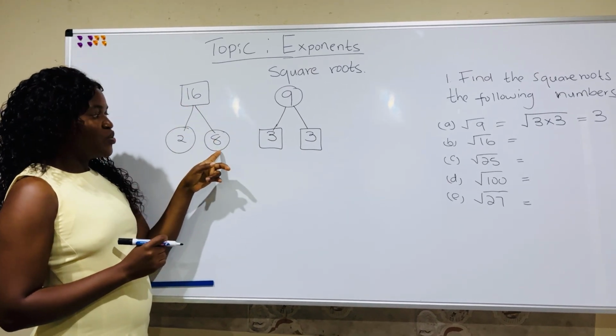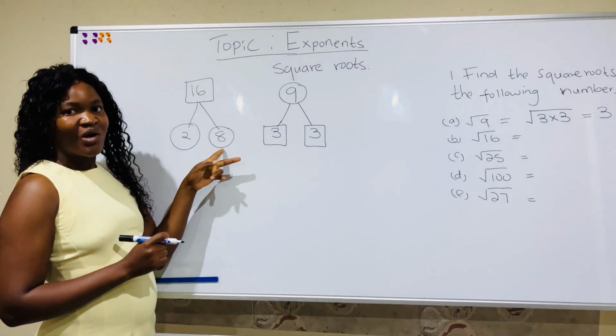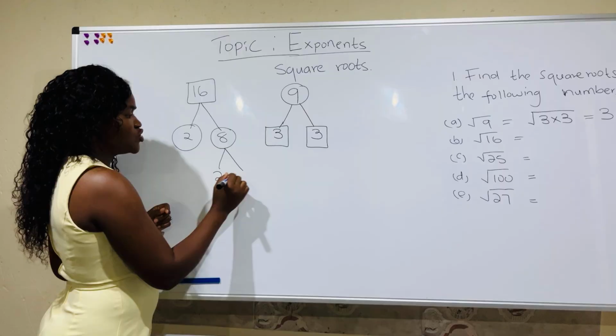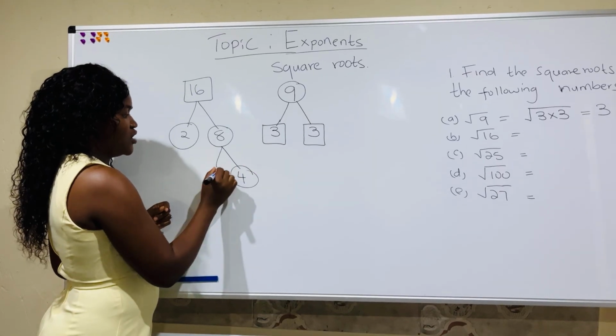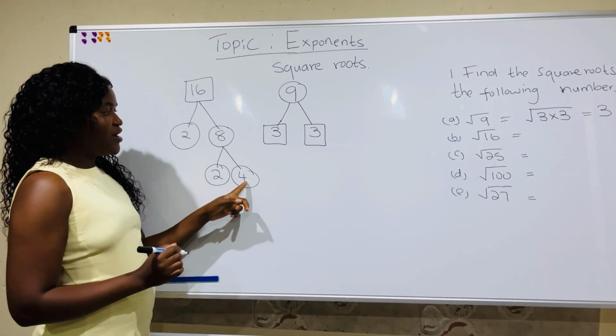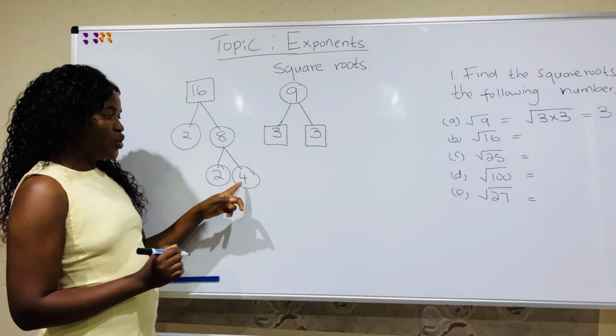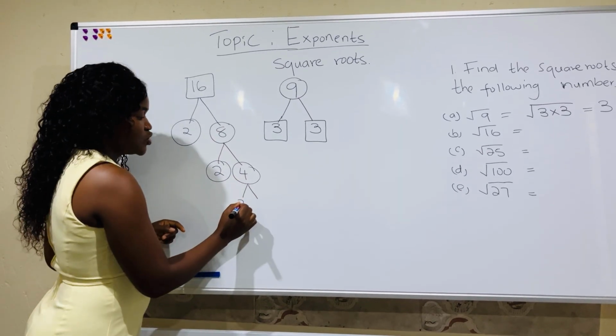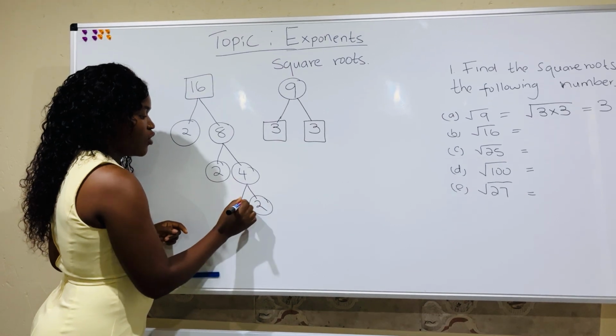But there are still numbers that can multiply to give 8. What are those numbers? It's 2 multiplied by 4. Great. So 2 multiplied by 4 gives 8, and then we continue. And this one, which is 4, is 2 multiplied by 2.